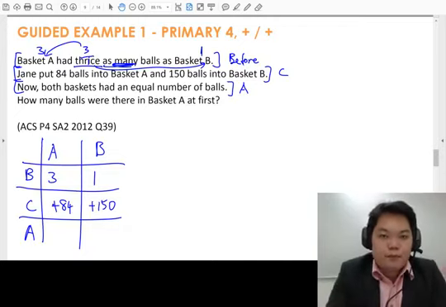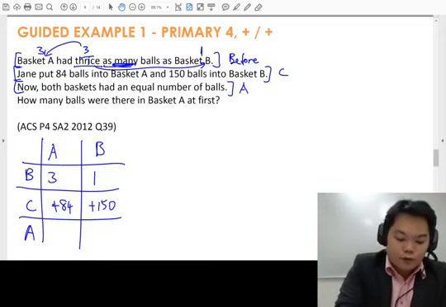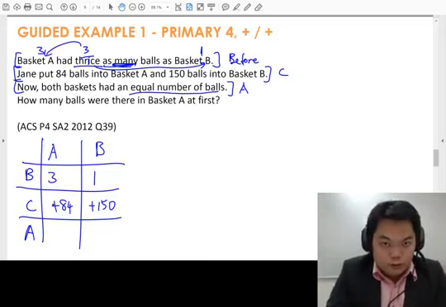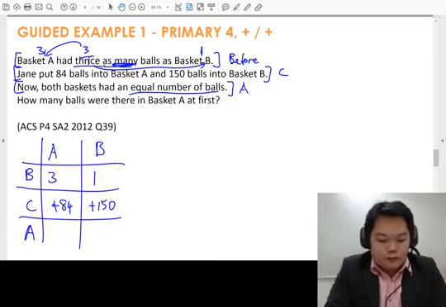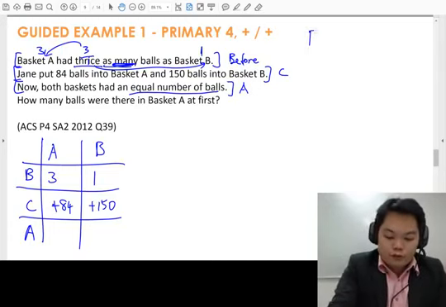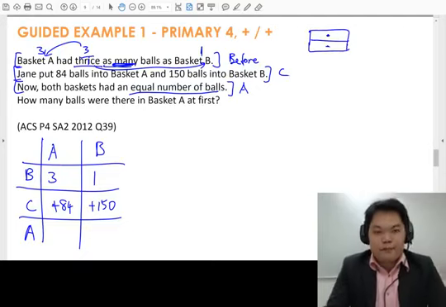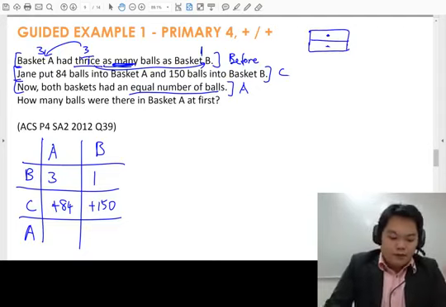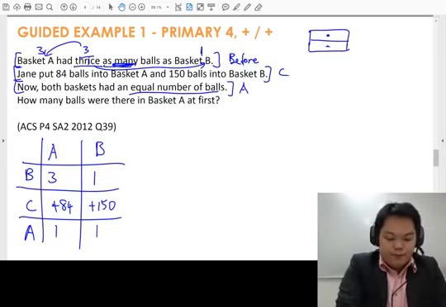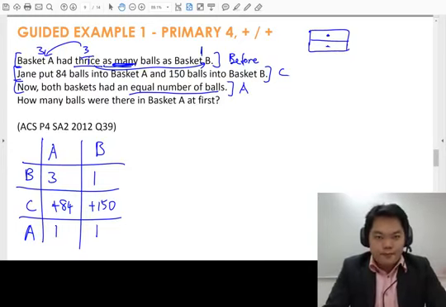Now both of them had an equal number of balls. So sometimes my students also face a bit of trouble with this at first. But what an equal number means, if you are to draw a comparison model, it means that both of them would have one part each. Okay?